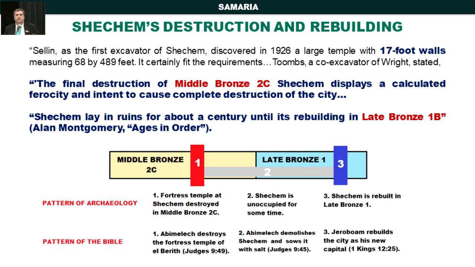However, the dating does not match the conventional dating, which places the time of Abimelech around the transition between the Late Bronze and the Iron Age, and Jeroboam I, who rebuilt the place in the Iron Age. Now, if we redate the Middle Bronze destruction at Shechem to the transition period between the Late Bronze and Iron Age, there is still then a century or more of Shechem being unoccupied before it is rebuilt, which has been dated to the Late Bronze 1B period.